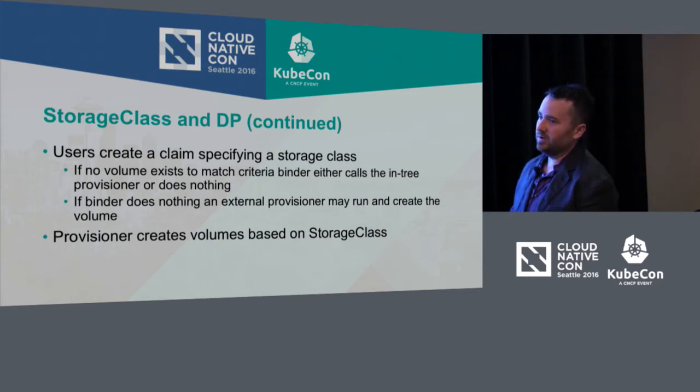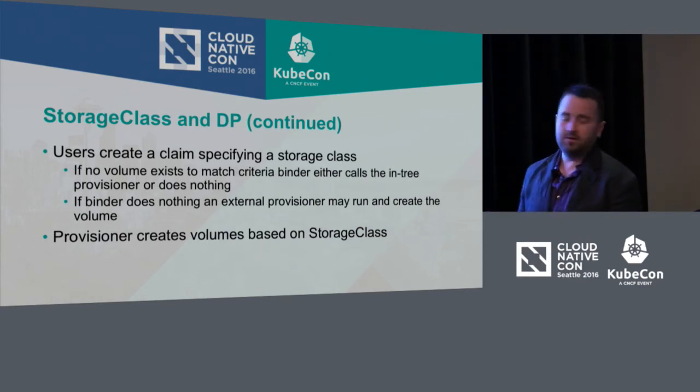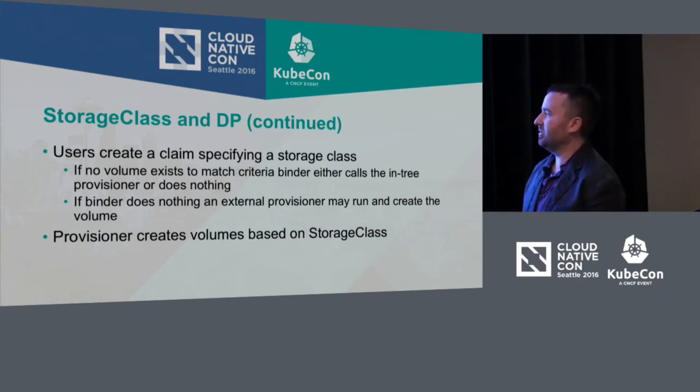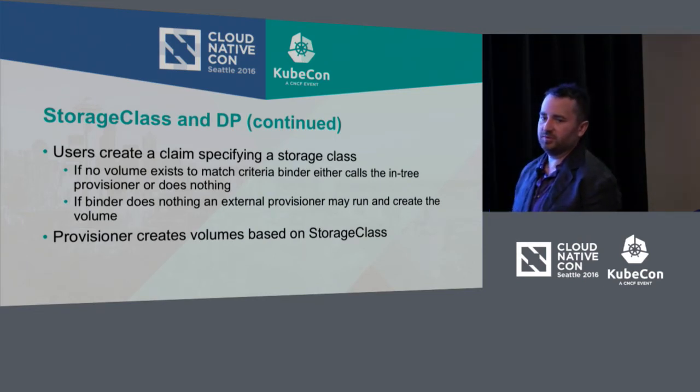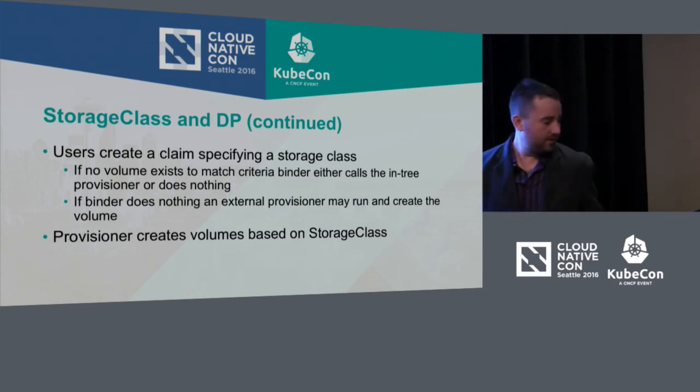in tree, and if so, it'll call the provisioning method. If not, it'll wait and let an out-of-tree provisioner, which Jan demoed earlier, actually do the provisioning. And the provisioner is supposed to create the volume based on the storage class. So it's really up to the administrator to make sure that what's being provisioned is what's specified in the storage class.